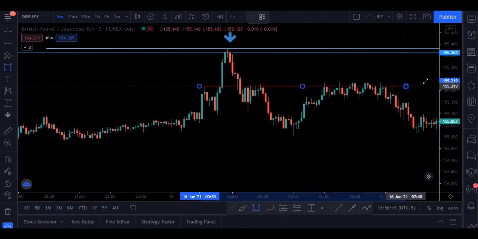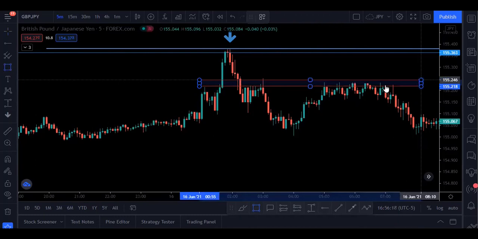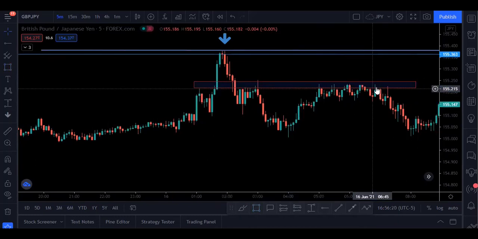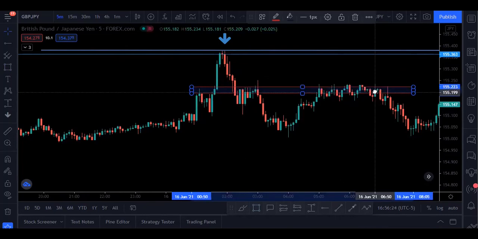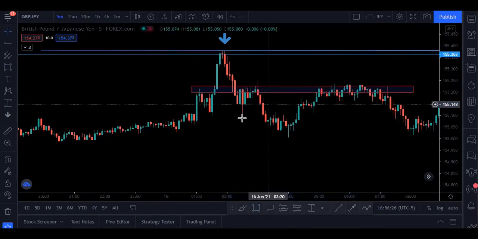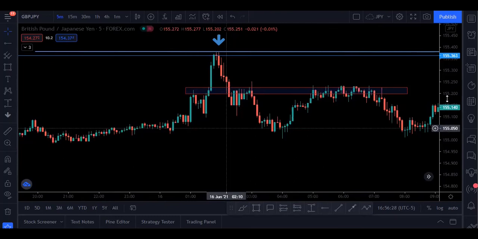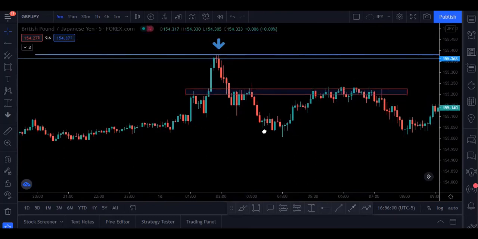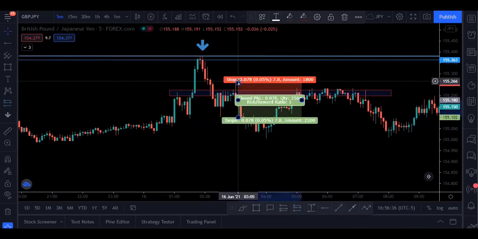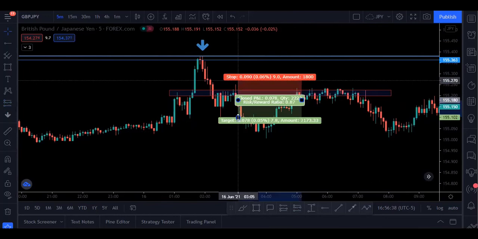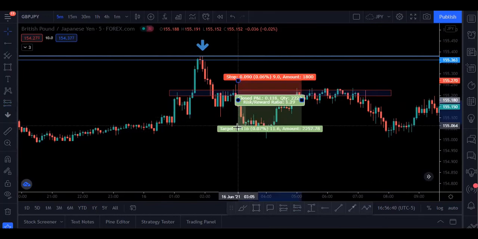And as you can see, if you extend it to the right, price failed. It was respecting this area, a new, fresh supply zone. So it was pretty safe to enter. You can take this one as a quick scalp, with stops above, and you could have targeted this low.